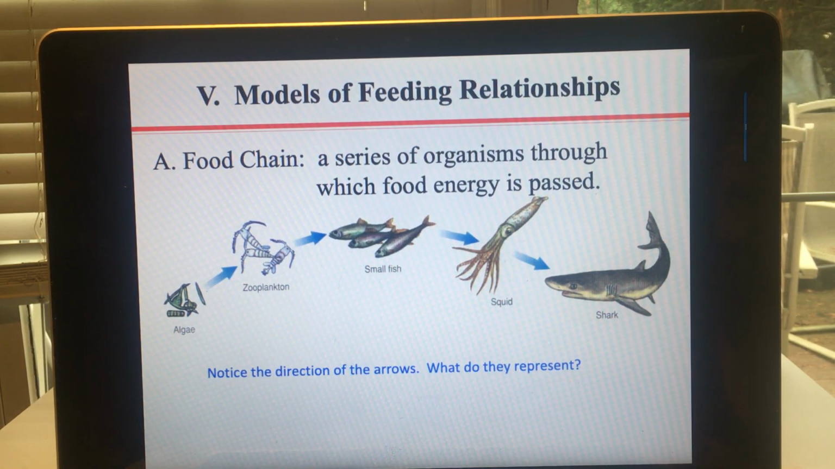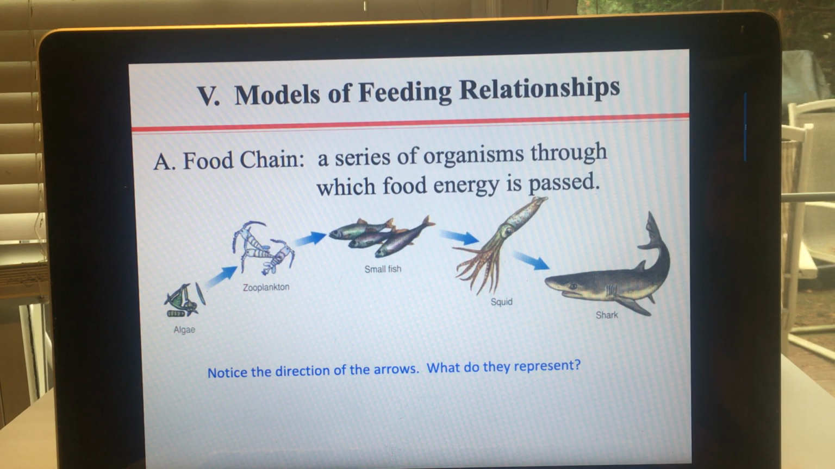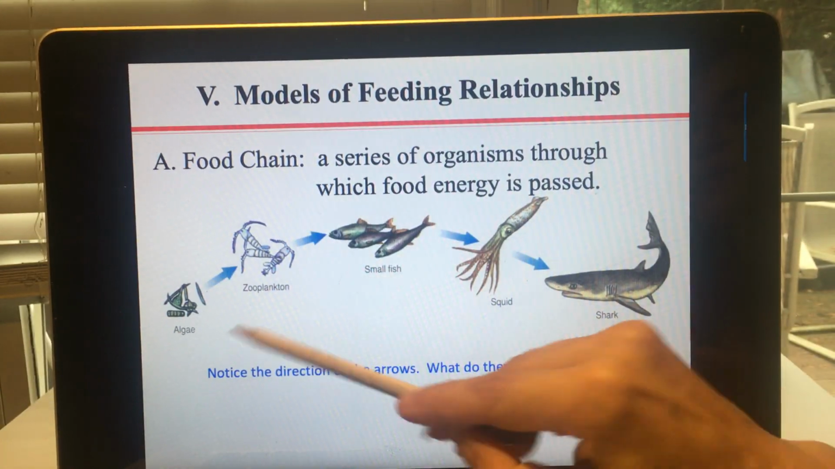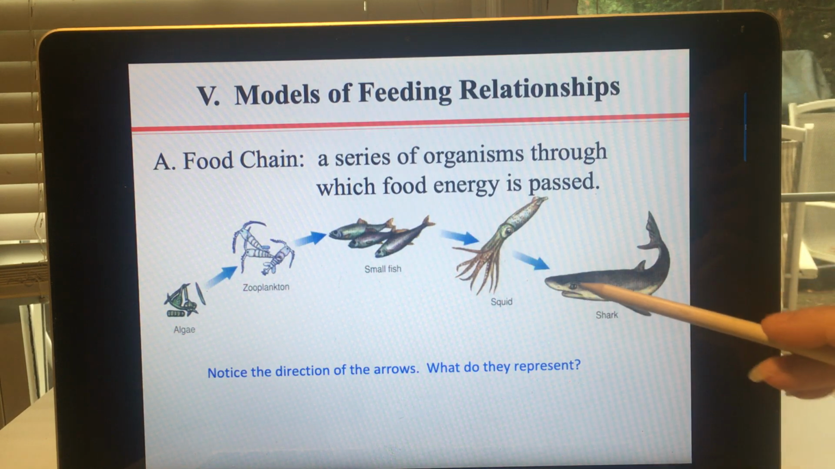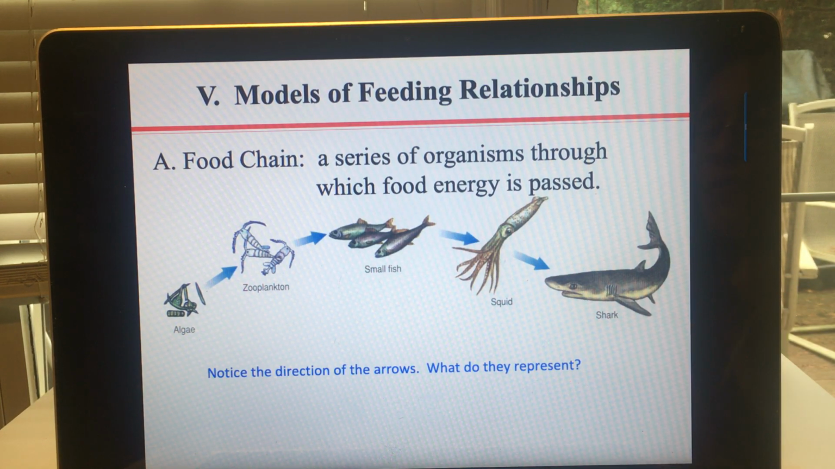So now we're going to talk about food chains. A food chain is a series of organisms through which food energy is passed. Now if you look at the arrows, you'll see that the arrows always go from the organism that's being eaten to the organism that's eating it, in the direction of energy flow.